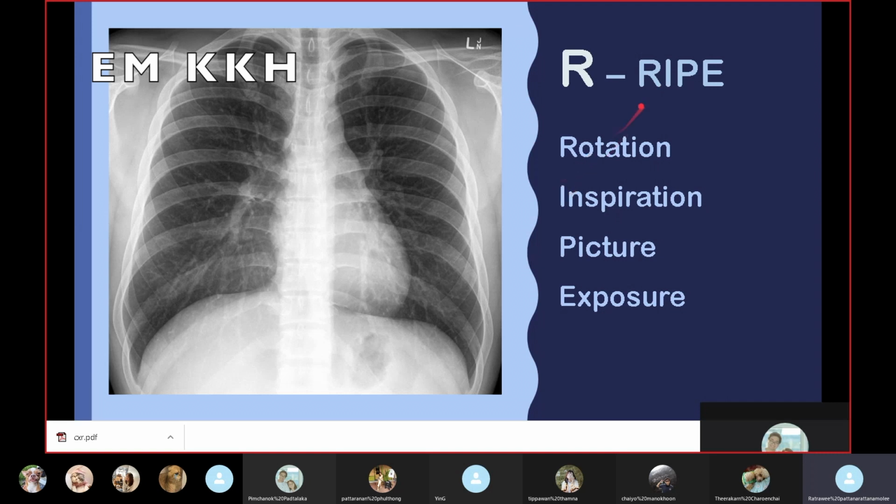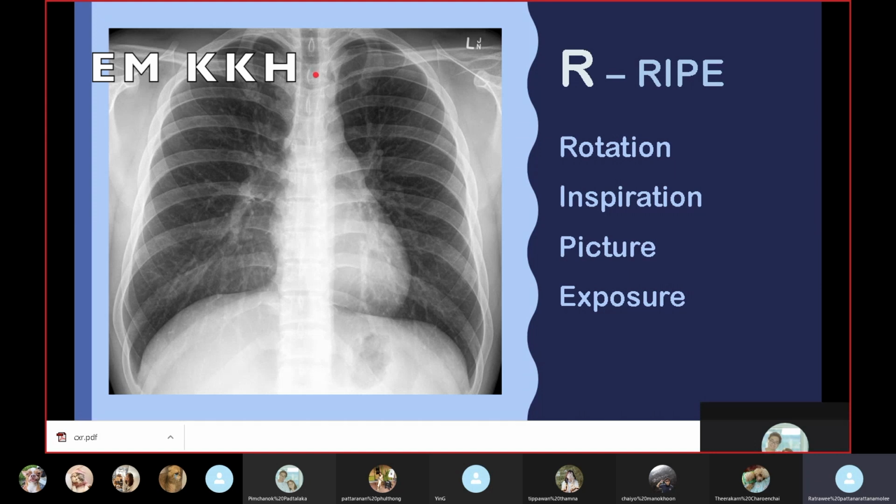D is the details. R is another mnemonic, RIPE. The first R is rotation. A non-rotated film will have the spinous process of the upper thoracic vertebra located centrally, equidistant from the medial edges of the clavicles. This is the spinous process. This is normal rotation.